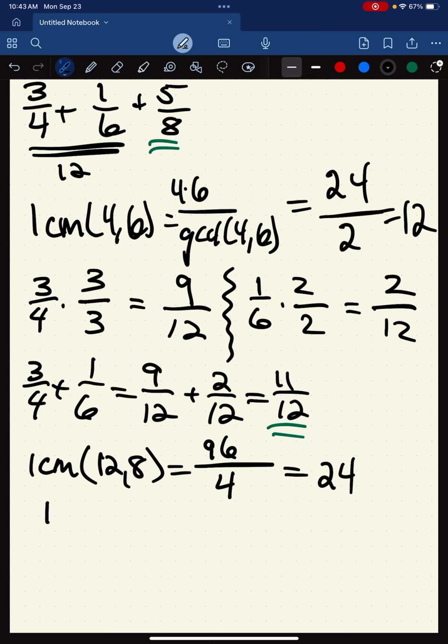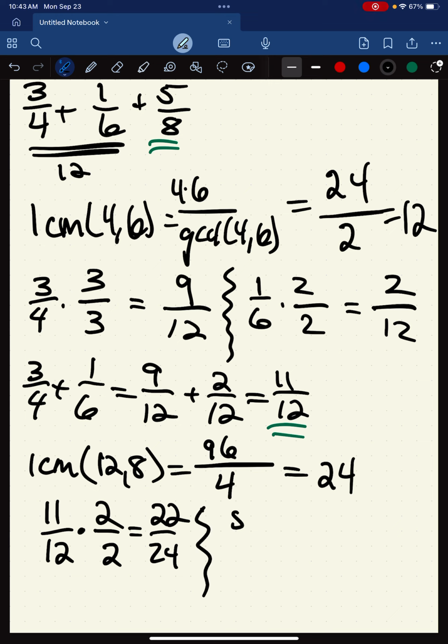So 11 over 12 plus... 11 over 12 times what is going to give us something over 24? And the answer is 2. So we get 22 over 24. And then, what's the other one? 5 over 8 times what is going to give us something over 24? The answer is 3. 15 over 24.